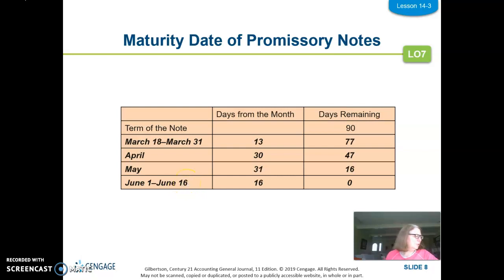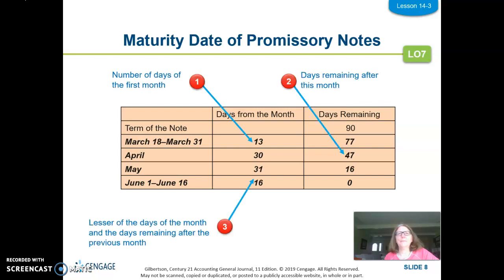Okay, if you need to look in the book, it'll talk you through it as well on page 427. So calculating the maturity date is important on the promissory note, so you know what day you're going to collect it.